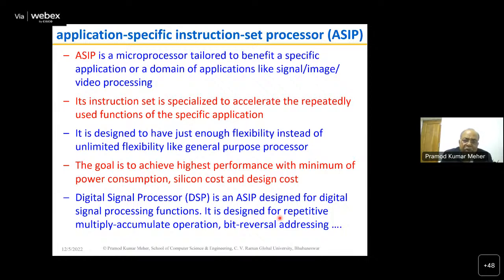One SIP we very often use is the digital signal processor, also called DSP. DSP is digital signal processing, and DSP is also digital signal processor. A digital signal processor is basically an SIP, and it has the ability to perform repetitive multiply-accumulate operations, multiply and add, and bit reversal addressing, which is required in fast Fourier transform computation. It can also do loop execution more efficiently.